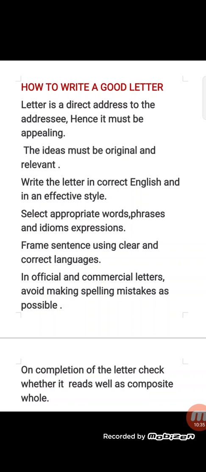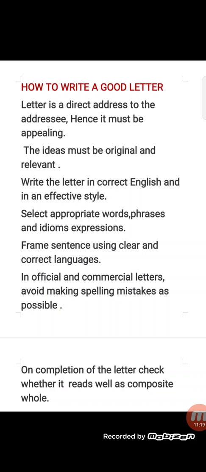Frame sentences using clear and correct language. Sentences should be clear. When the reader is reading, he should understand what you want to say in that sentence. So the language and the sentence should be correct. In official and commercial letters, avoid making spelling mistakes as far as possible. In official letters, in commercial letters, like a businessman or like writing a letter to the principal, you have to avoid making mistakes and make the sentences as correct as possible.